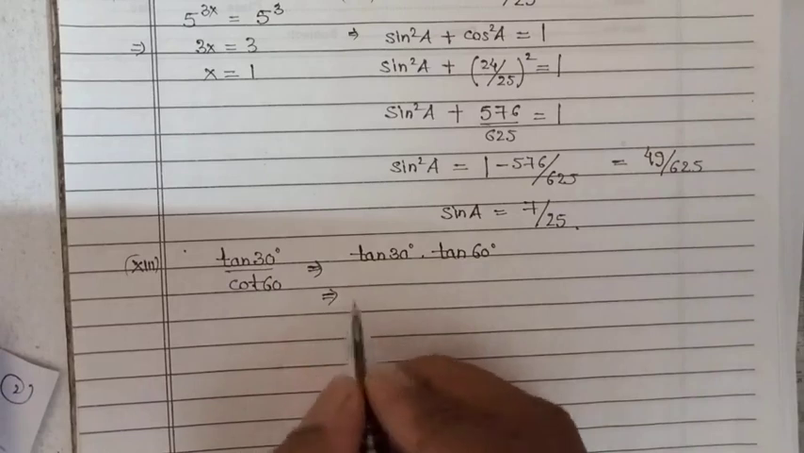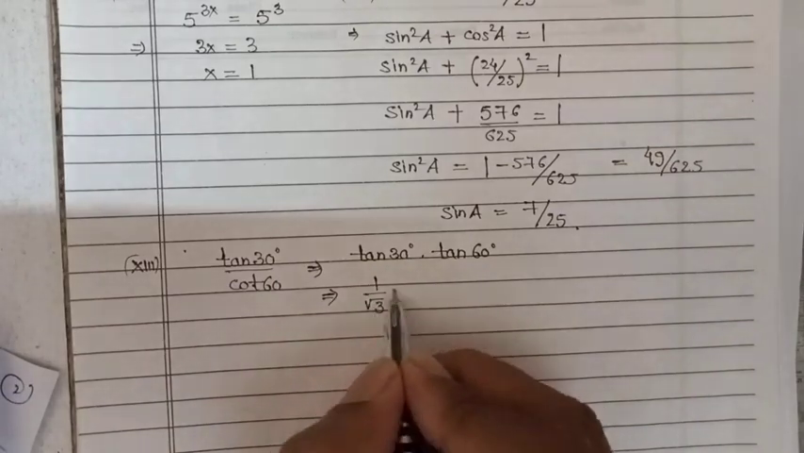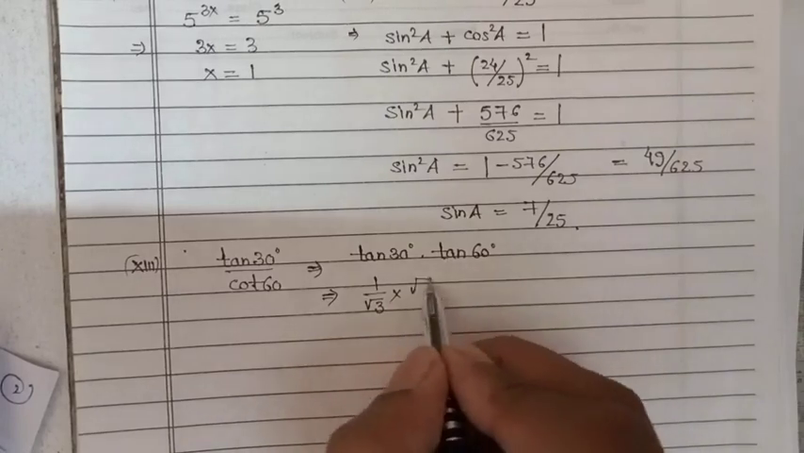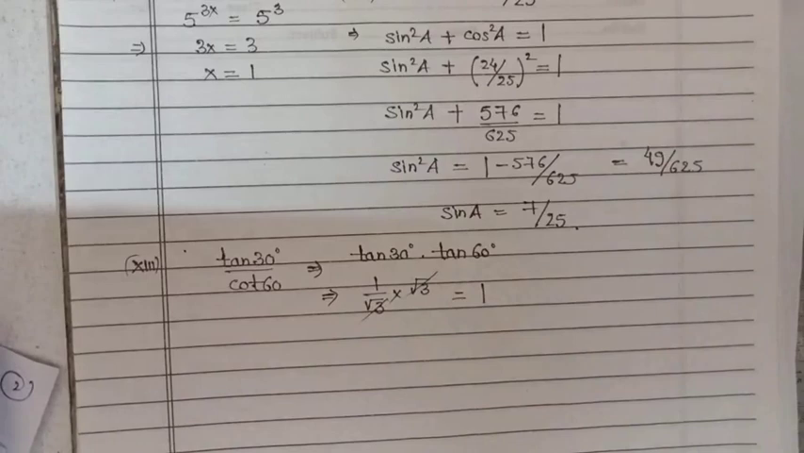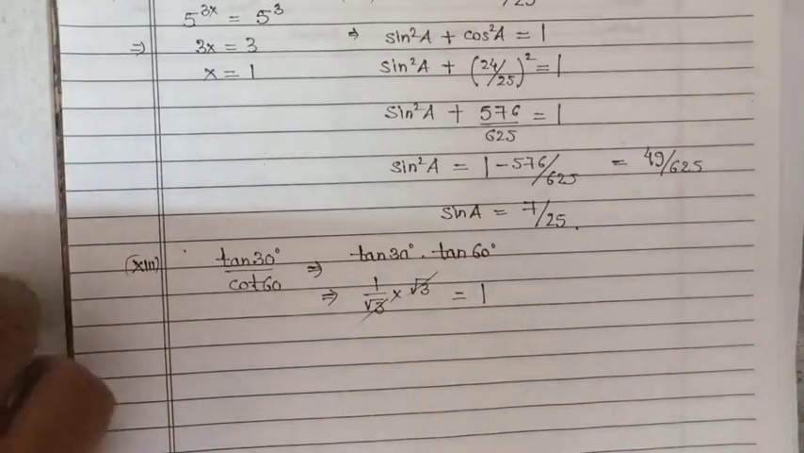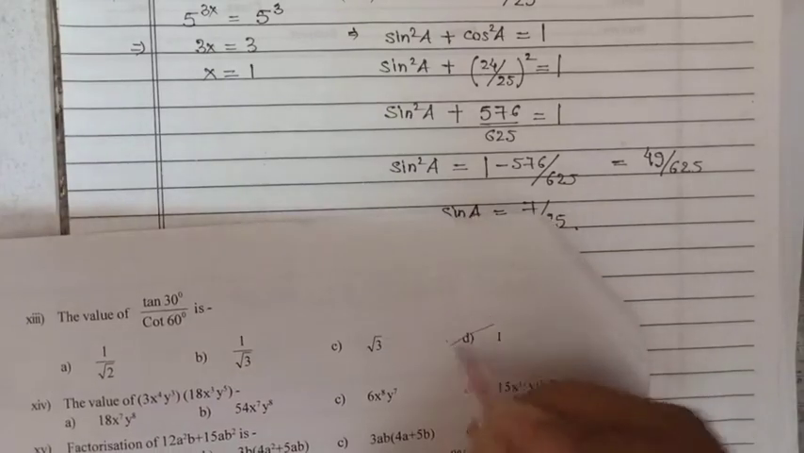Now let's substitute the values. Tan 30, 1 by root 3. Tan 60, that is root 3. Root 3 will cancel out and the value will be 1. So here in 13th part, option will be D.